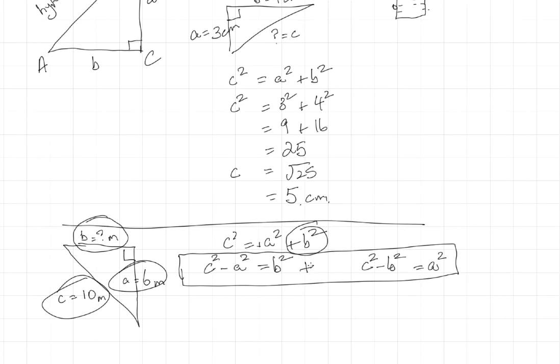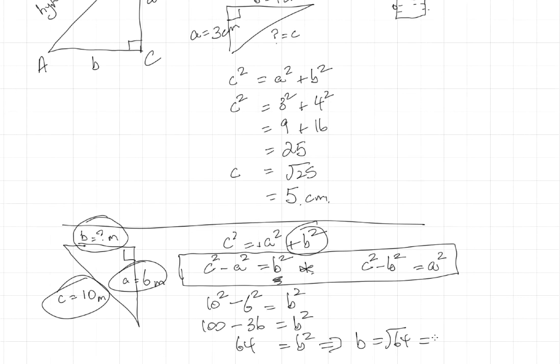We're going to use this one here because we want to find B, but we find B squared first. So C squared is 10 squared, A squared is 6 squared, and that's equal to B squared. 100 minus 36 equals B squared. 36 from 100 is 64, equals B squared. From that we find the square root to get B, so B equals the square root of 64, which is 8. In this case it was metres.